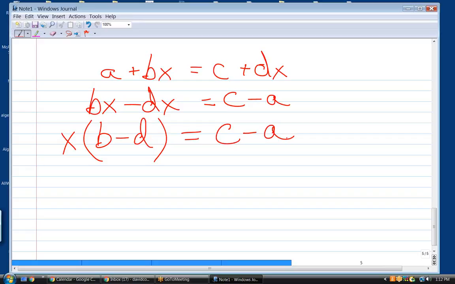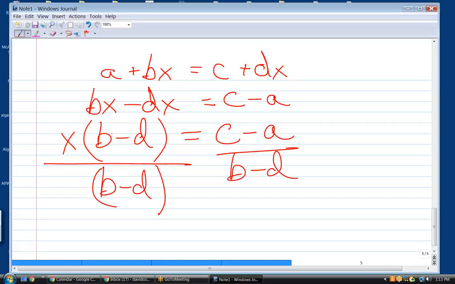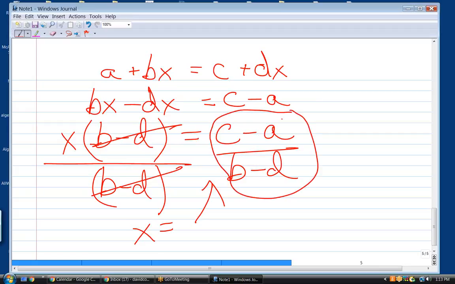And now how do I isolate x? Divide by x? Not divide by x, but divide by what? b minus d. Correct. If I do that on the left, I have to do it on the right. Now I cancel, and I get x equals that. And these are the four constants, notice. So whatever a, b, c, and d are, I would plug them in there. But this is still a relatively hard algebra problem to solve for x.